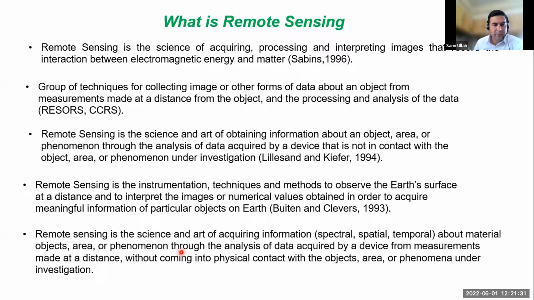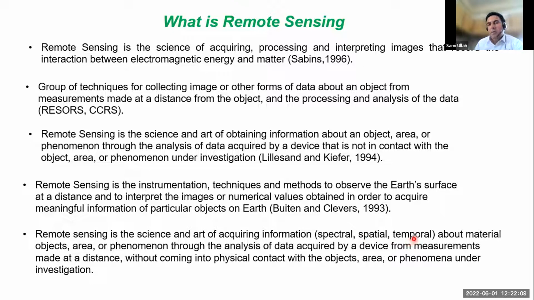Also, there are some other definitions, like, for example, remote sensing is the science and art of acquiring information, like spectral information. It is actually in the form of bits, like 256 bits, 128, and 512 bits. Spatial actually refers to the resolution of the pixel, whether the pixel resolution is 1 meter, 15 meters, or 30 meters. So we have different spatial resolutions of the pixel.